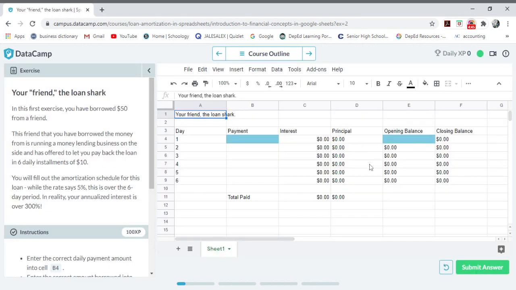Thank you everyone for listening. Now we're going to solve our loan amortization schedule. But first, we have here our problem.